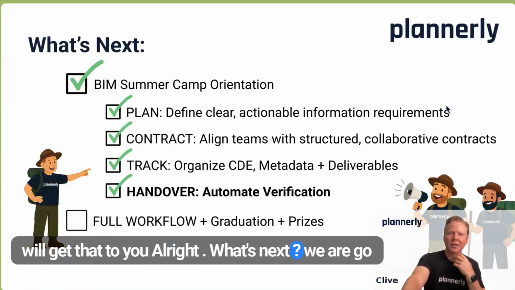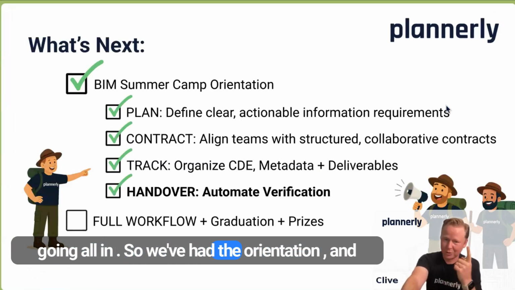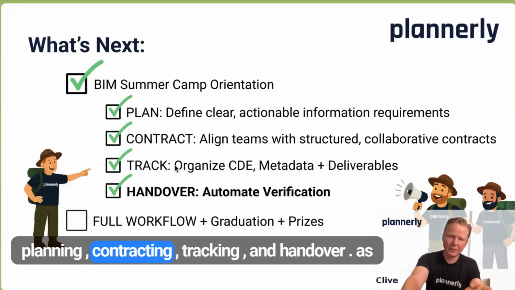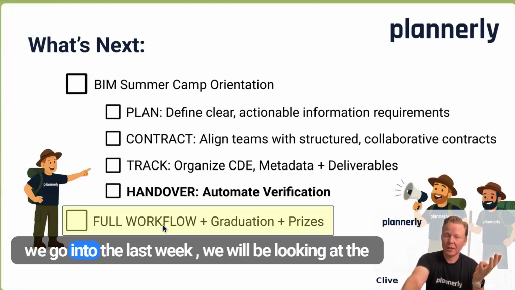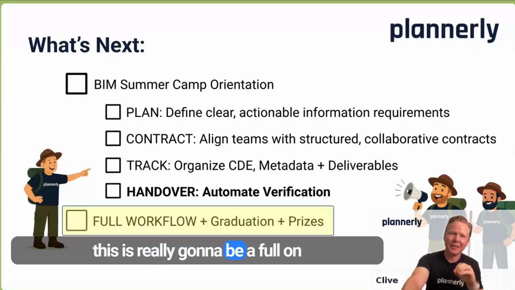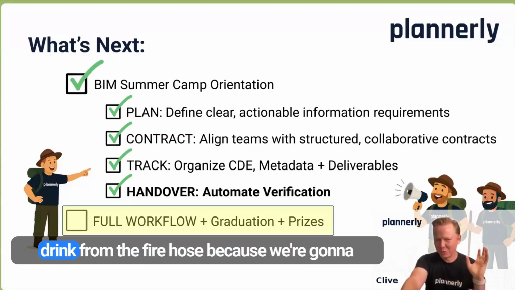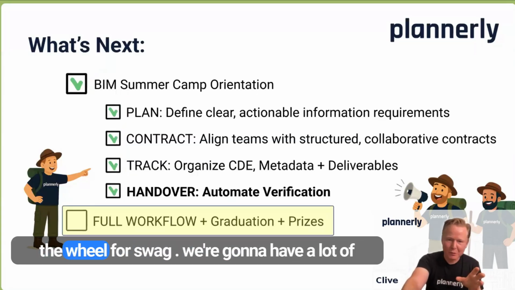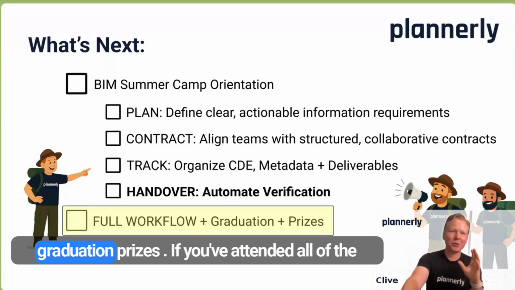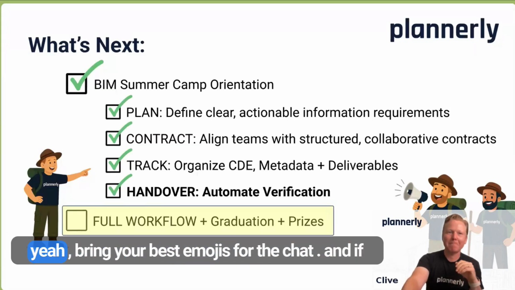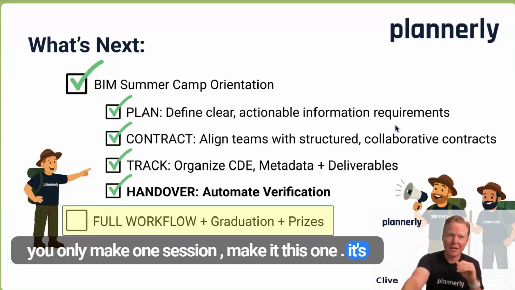All right, what's next? We are going all in. We've had the orientation and we've gone through these four sessions: planning, contracting, tracking, and handover. As we go into the last week, we will be looking at the full workflow. This is really going to be a full-on drink from the fire hose, because we're going to cover basically everything. We'll still have the spin the wheel for swag. We're going to have a lot of graduation prizes. If you've attended all of the sessions, we will want to recognize you as well. And bring your best emojis for the chat. And if you only make one session, make it this one. It's definitely going to be a good one.